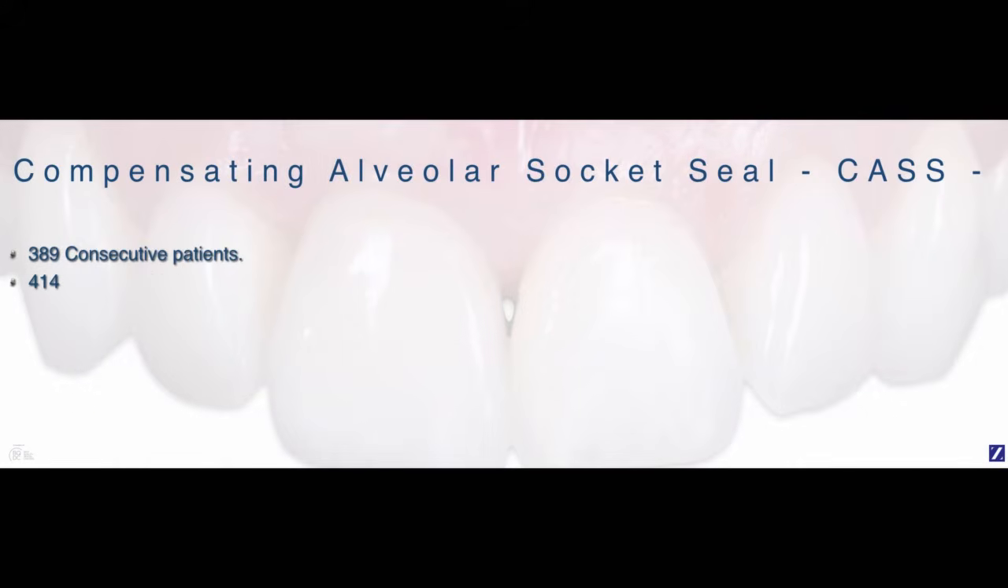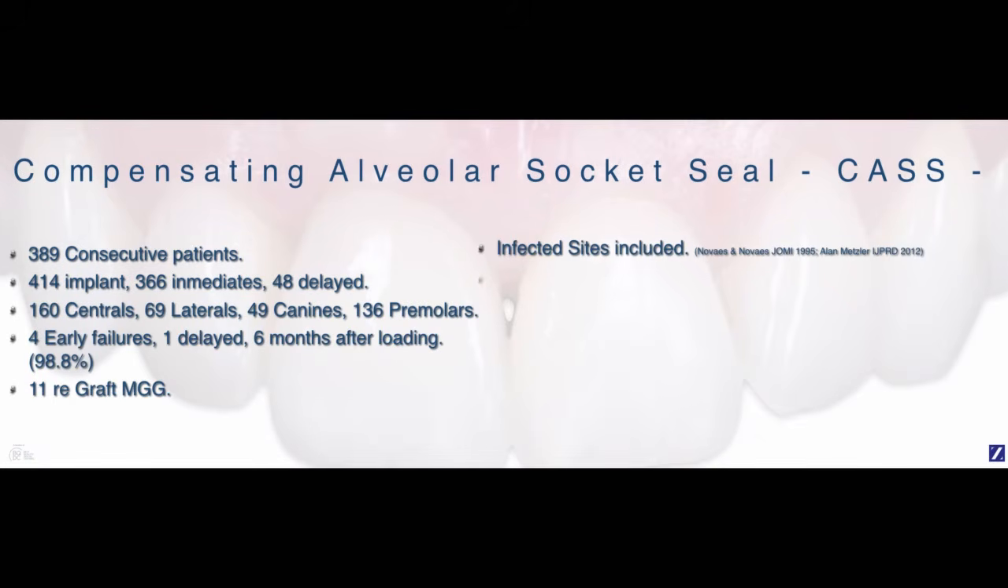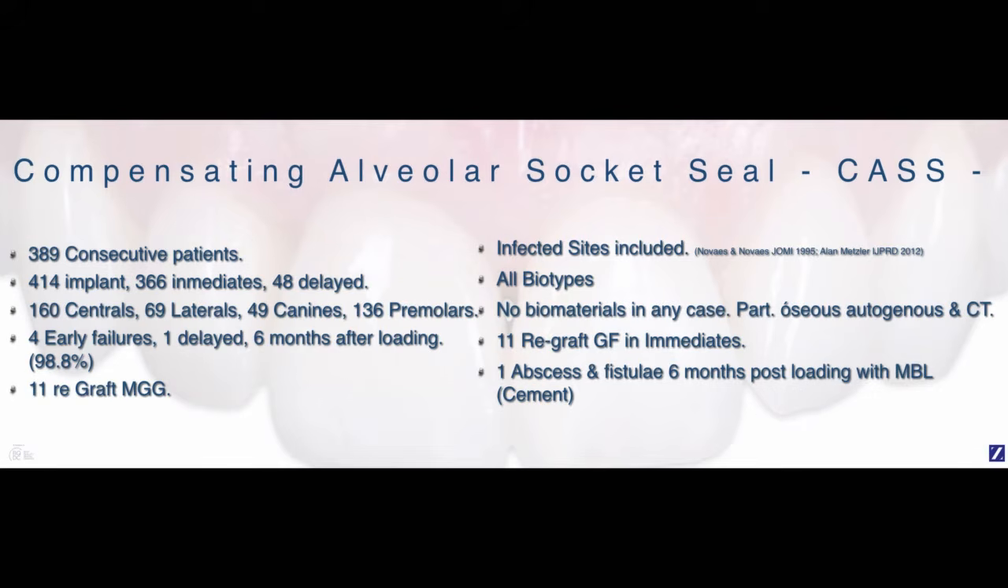So the compensating alveolar socket seal, I've been doing it for the last 10 years, measuring what's going on. 389 consecutive patients with different teeth. In 48 cases, I have not been able to achieve primary stability, and the implants were not placed. In all the rest of the cases, the implants were placed. I had 4 early failures, 1 delayed after 6 months on provisional restoration. And in 11 of these cases, I had to regraft, just as you saw on the wedding lady.